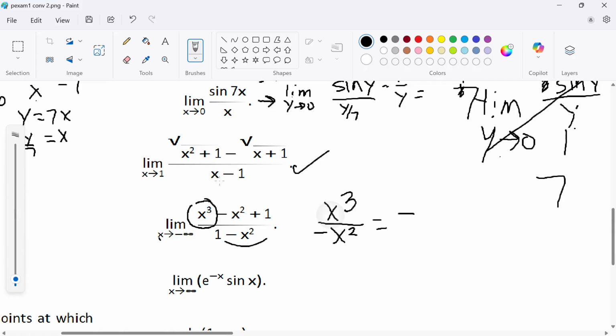Now, if I have x cubed over x squared, same base to different powers, I just subtract the power on the bottom. X to the 3 minus 2 equals x to the first. So all I have to evaluate is negative x. And as x goes to negative infinity, this is negative negative infinity, which equals positive infinity. So the answer to this one is infinity.